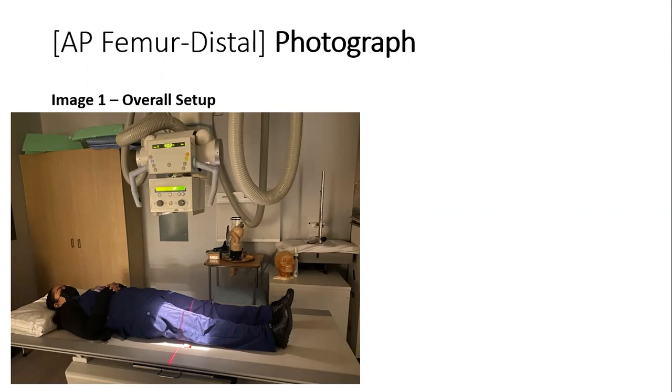The image receptor size for this image should be about a 14 by 17 inch cassette, or big enough to get the distal femur and knee joint. If we have a pediatric patient, we should use a 10 by 12, depending on how big the pediatric patient is. Our image receptor orientation should be portrait for this image.